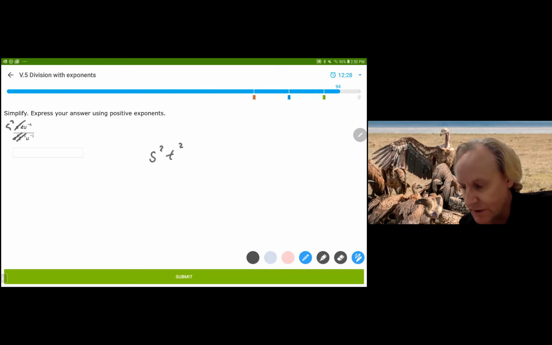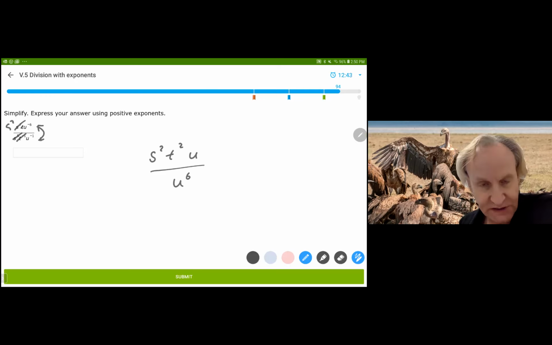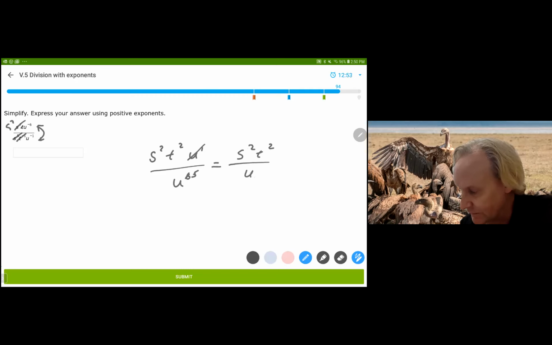And then I have the u's, and they're going to switch positions first, and then I'm going to cancel one of them. So you can think of it however you like, but I'm going to go ahead and put the u in the numerator, the u to the 6th in the denominator. Remember, we're just going to switch them places and change their signs. And of course, this u cancels out and gives me u to the 5th in the denominator. So we have s squared t squared over u to the 5th.